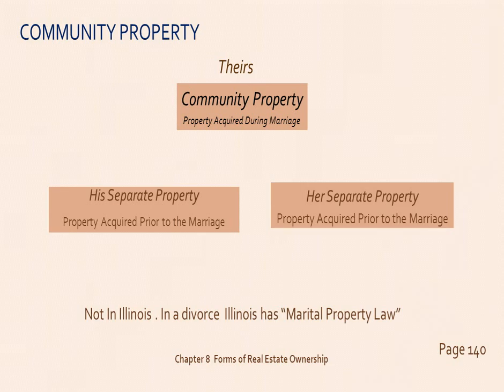But in a community property state, we have separate property, his separate property, hers, which is property acquired prior to the marriage. And if there's a divorce, any separate property that we had before we brought into the union, we get to keep. We don't have to share it. Anything after the marriage becomes community property, which belongs to both parties 50-50.